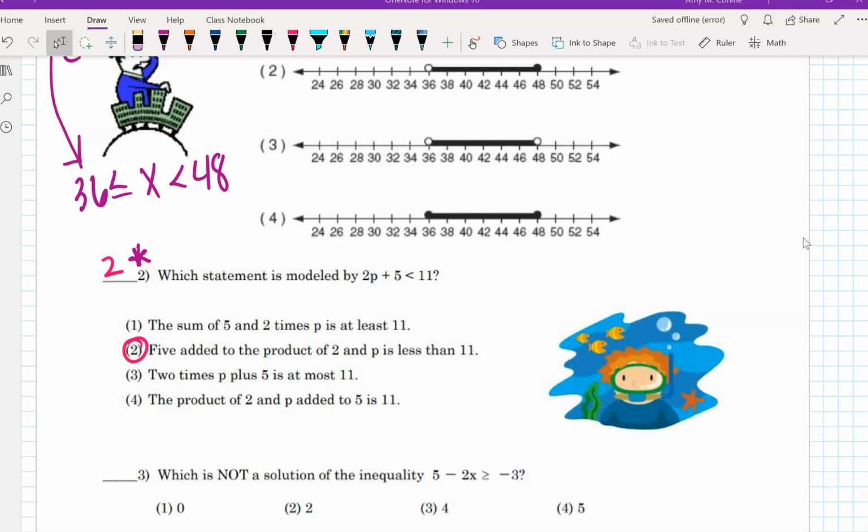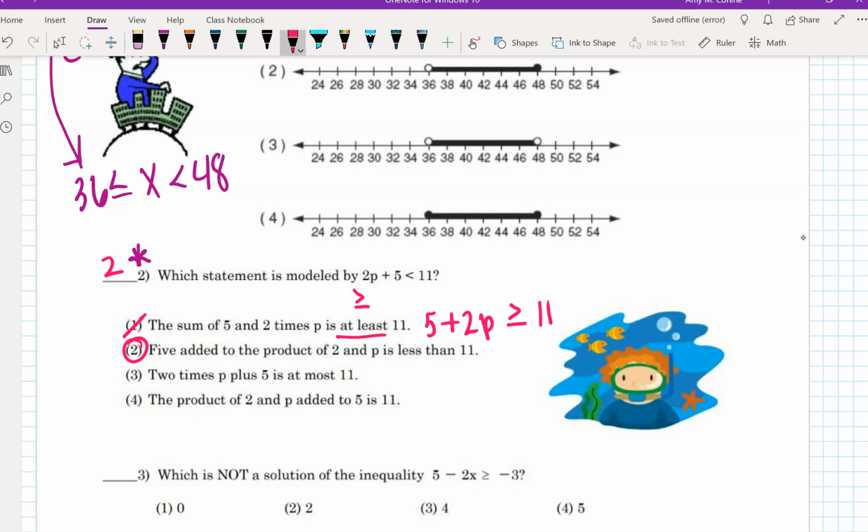So for this one, I said answer choice 2, so let's talk about these. So the sum of 5 and 2 times p is at least 11. If you recall the other day when we talked about at least, it means at a bare minimum. So if we wrote this, we would have 5 plus 2p, but we would have a greater than or equal to because at a minimum, it would be 11. So that's why we said no on 1.